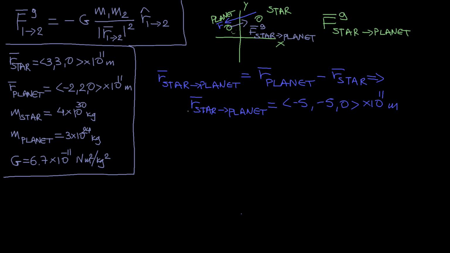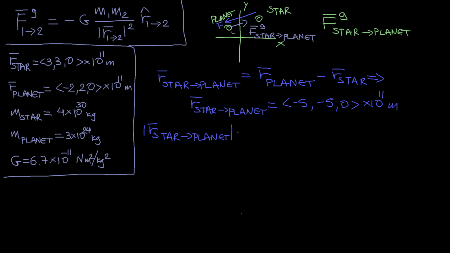Now the next step in this calculation is to find the magnitude of this vector r. So I have to calculate the magnitude of this vector r from the star on the planet. Since I have the three components of this vector over here from my previous calculation, you can include these numbers in the square root of the x component squared plus the y component squared plus the z component squared.